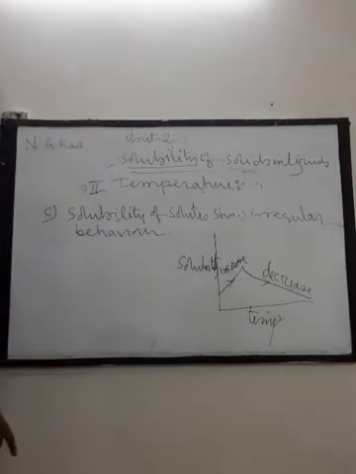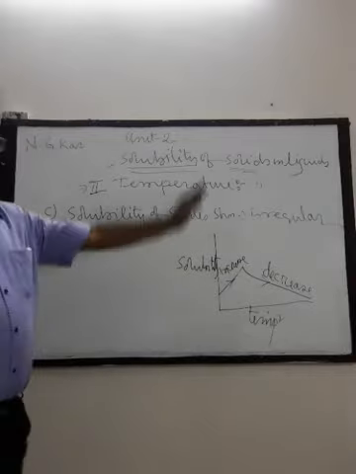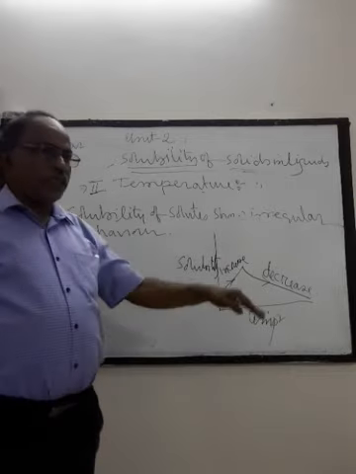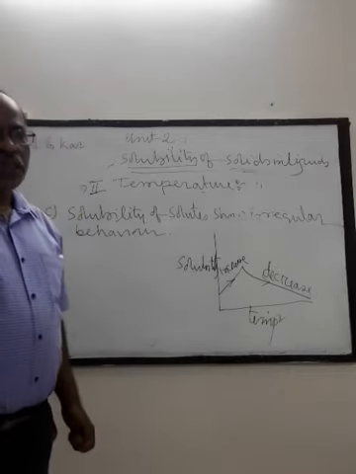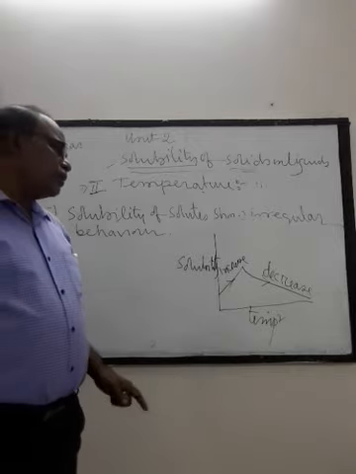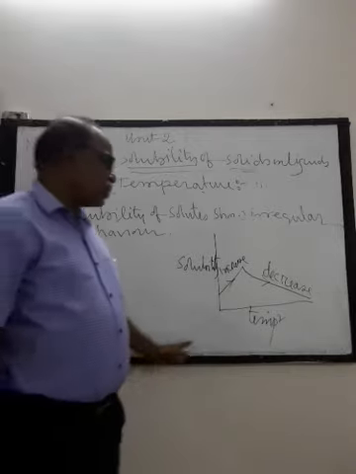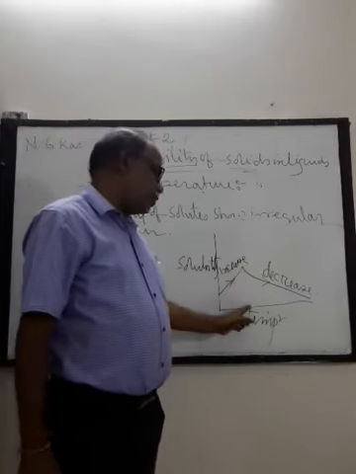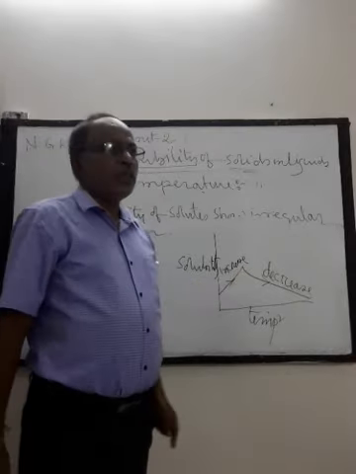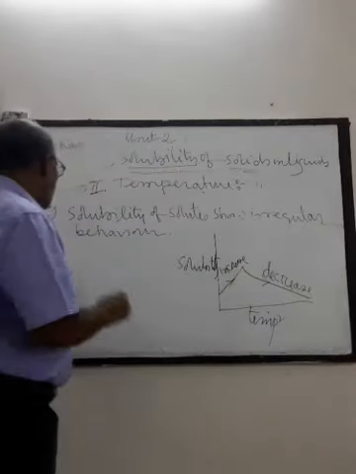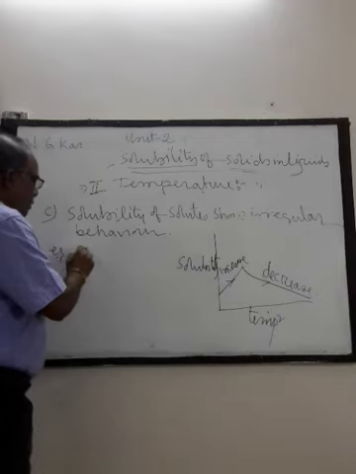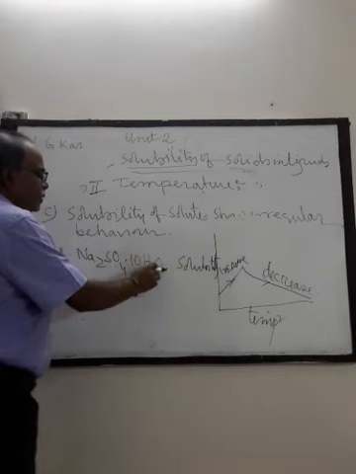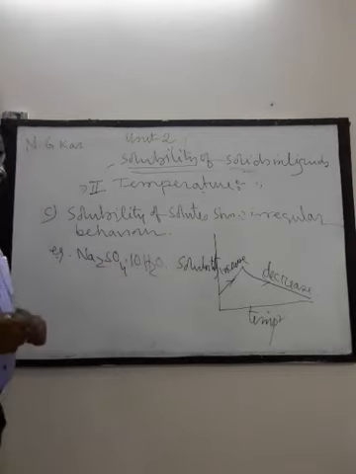So in the first two cases there is regular behavior. In the first case it is always increasing because the process is endothermic. In the second case it is always decreasing because the process is exothermic. And in the third case there is irregular behavior, meaning it first increases up to a certain temperature and then decreases with increasing temperature. An example of such a solid is sodium sulfate decahydrate, Na2SO4.10H2O.